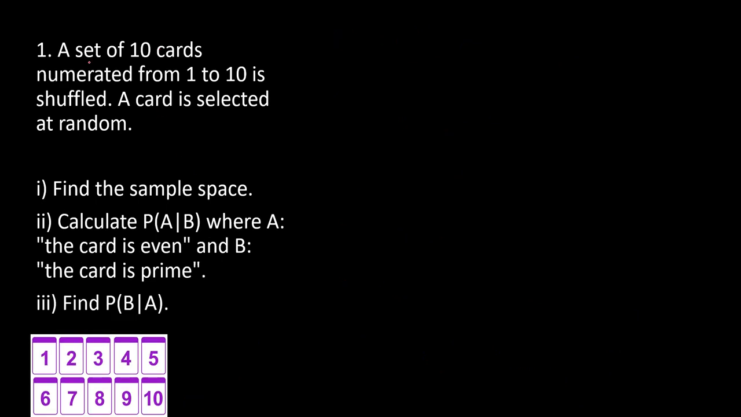Same context. We have the same set of cards, numbered from 1 to 10. And once again, we're going to select at random one of these cards. All right. Let's find the sample space. Once again, it's going to be the same thing. This is the original sample space. And now, what is the thing that we want to investigate? We want to calculate the probability of A given B.